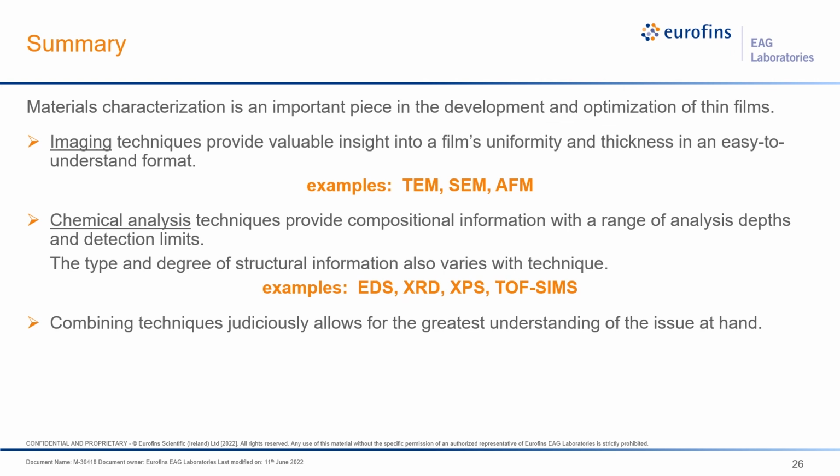In this webinar, I hope that I have demonstrated the importance of materials characterization in the development and optimization of thin films. Imaging techniques can produce clear and easy to understand pictures showing thickness, uniformity, and many other properties. The examples in this presentation included SEM, TEM, and AFM. Chemical analysis techniques give compositional information over a wide variety of analysis depths and detection limits. The type and degree of structural information also varies with the technique. The examples in this presentation included EDS, XRD, XPS, and time-of-flight SIMS. Other techniques which can also be useful for thin film analysis include FTIR, Raman spectroscopy, Rutherford backscattering, and Auger spectroscopy. The right combination of techniques can give the greatest understanding of any situation you may be presented with.